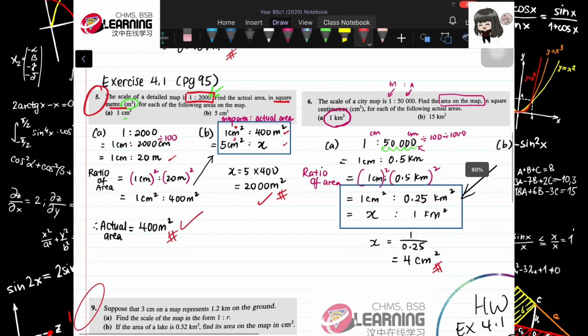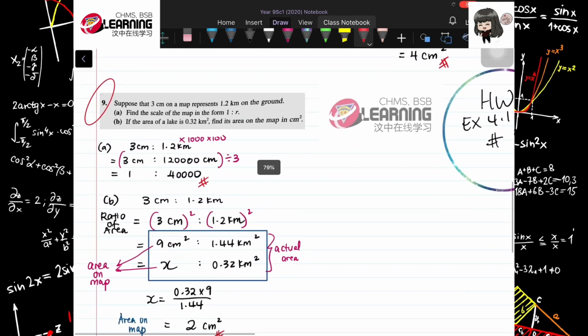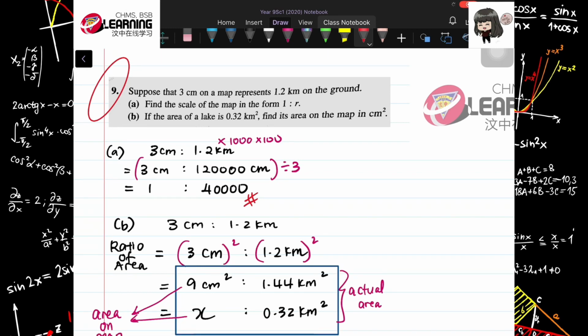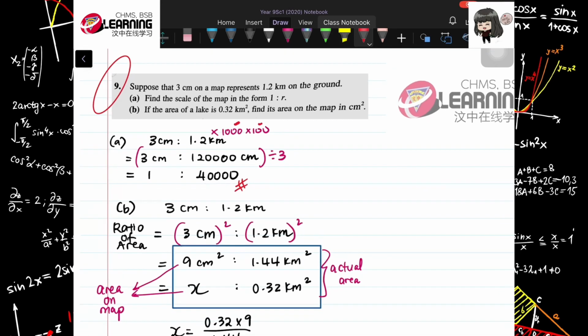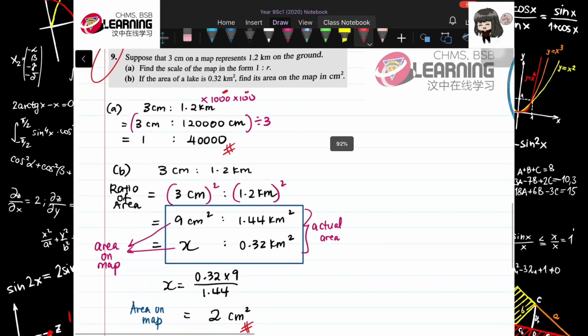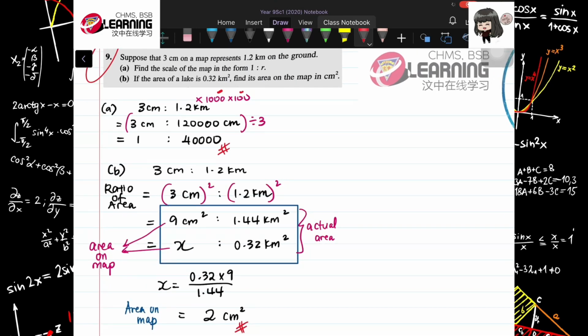Okay, then let's proceed to question number 9. The answer for part A is 1 to 40,000. I hope you remember, kilometer change to centimeter is times 1,000 and times 100, which is 100,000, right? Part B, since you are looking for the area on the map, the question says area on the map, so you need to find the ratio of the area by squaring both sides.